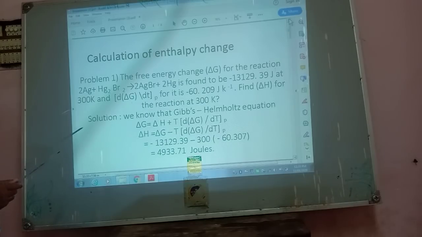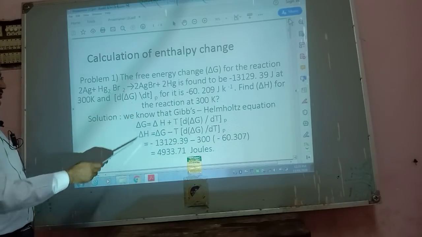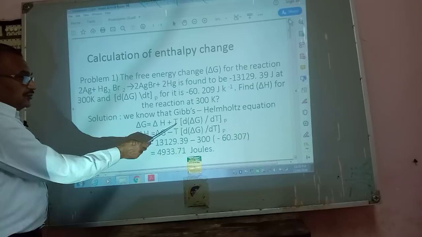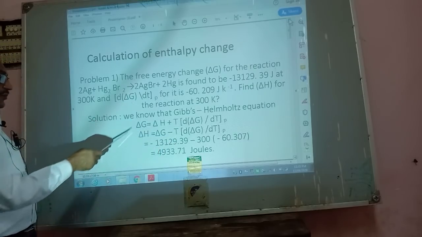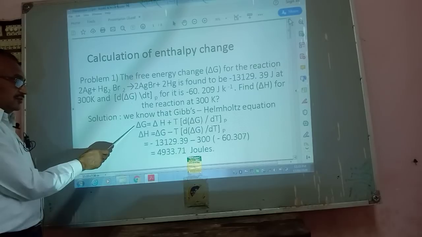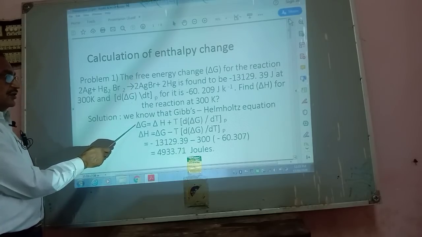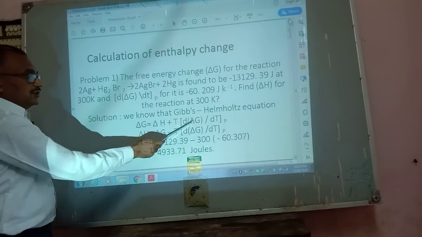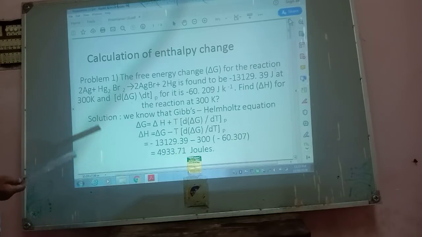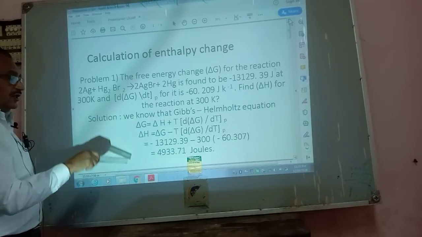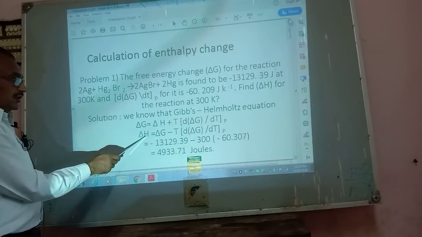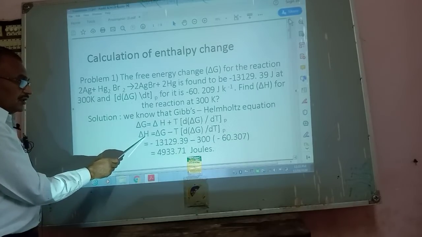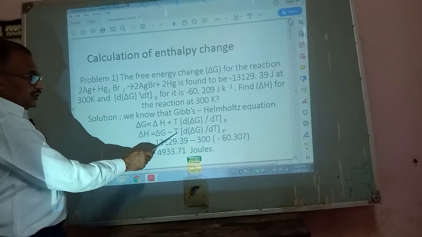Now we know that the Gibbs-Helmholtz equation is delta G equals delta H plus T into d(delta G)/dT. We derived this equation in the last lectures. Now from this equation we can find out the delta H. We take this term to the LHS, and therefore delta H equals delta G minus T into d(delta G)/dT.